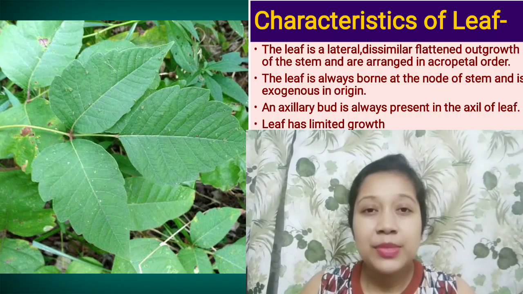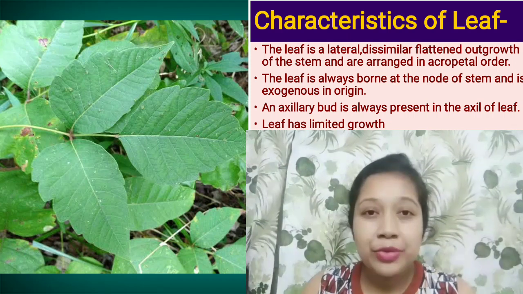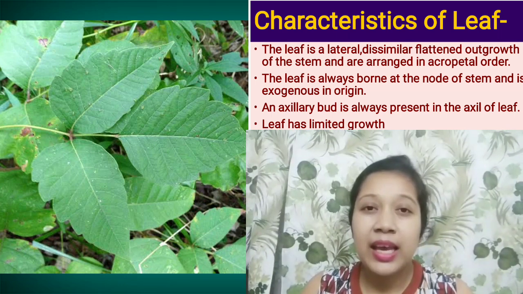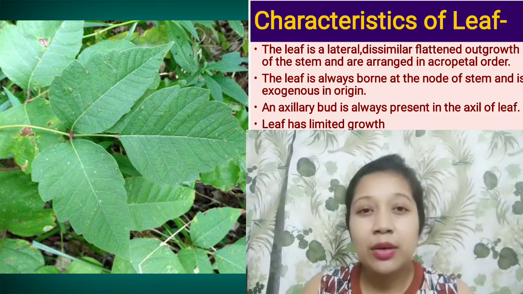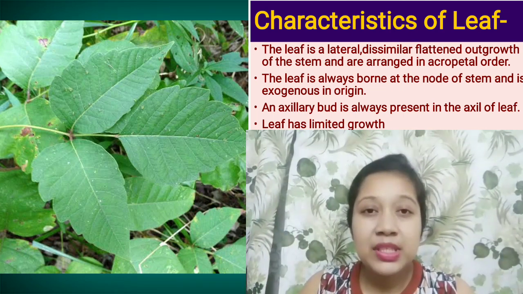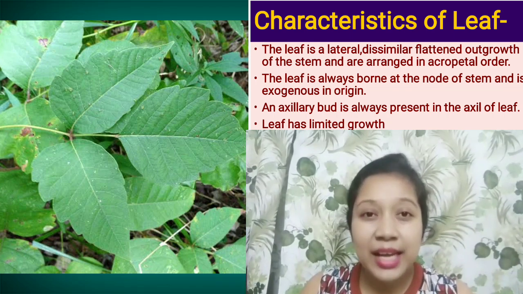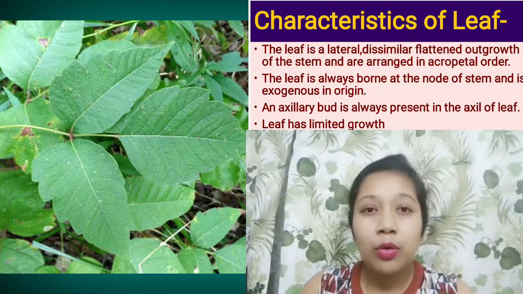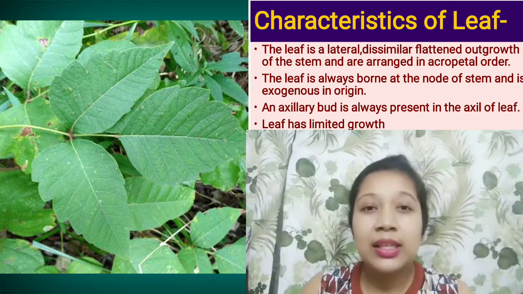So, let's first discuss the first point, that is their physical appearance. The leaves are lateral, dissimilar, flattened outgrowths of the stem, and they are arranged always in acropetal order. The leaves are always formed sidewise of the stem. That is why they are always lateral in position.